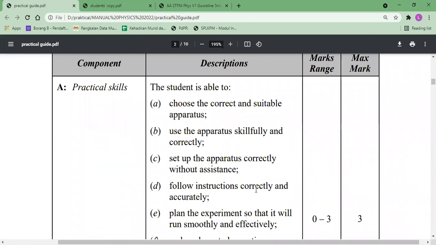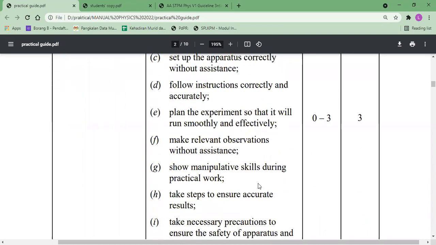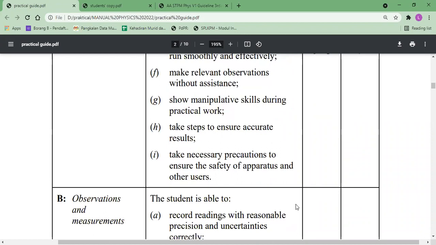Plan the experiment so that it will run smoothly and effectively. Make relevant observations without assistance. Show manipulative skill during practical work. Manipulative skill means how you use the apparatus correctly, how you handle the apparatus and material. Take steps to ensure accurate results. Take necessary precautions to ensure the safety of the apparatus and other users.